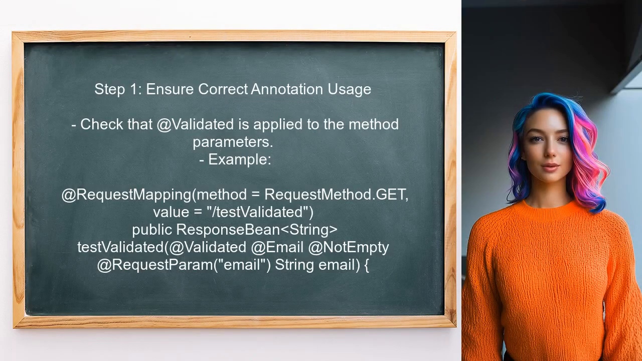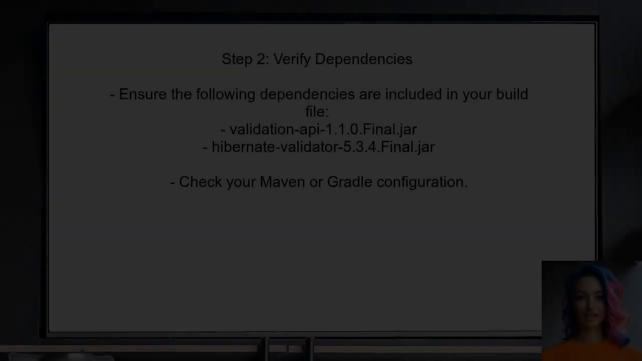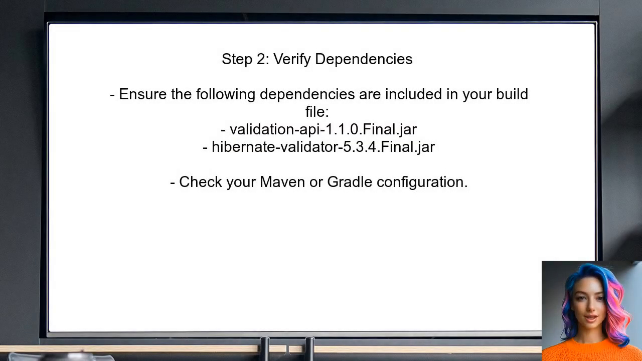To address the issue with JSR 349 bean validation in Spring Boot, the user should first ensure that the validation annotations are correctly applied. Specifically, the user needs to check that the @Validated annotation is present on the method parameters. Next, the user should verify that the Spring Boot application is configured to support validation. This can be done by ensuring that the necessary dependencies for validation are included in the project.